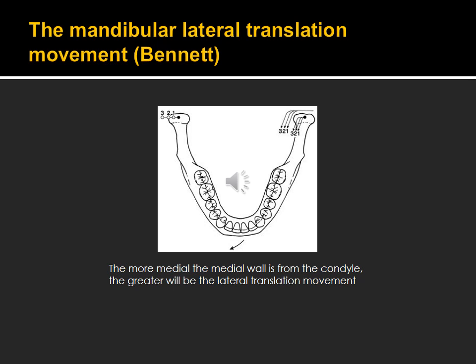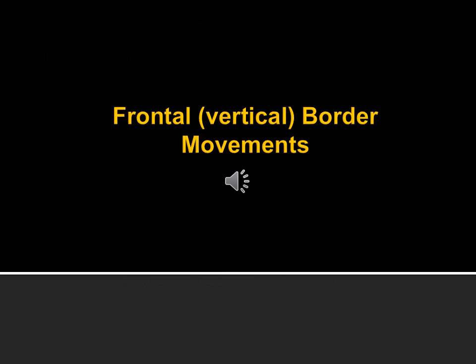For example, 1 here in this slide is shorter, so the medial wall from 1 to 1. From 2 to 2, it is more distance. From 3 to 3, it is more and more distance. So it depends on the anatomy of the condyle, the place of the medial wall of the condyle. So according to this distance, the mandibular lateral translation will be greater and greater according to the position of the medial wall from the condyle. Now we will talk about the last and the third border.